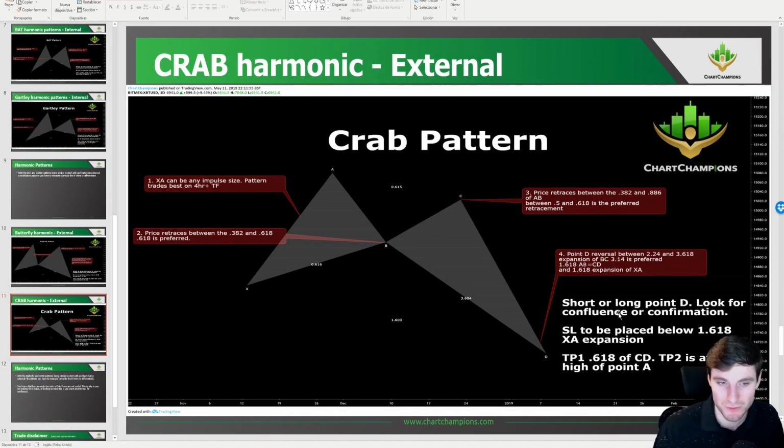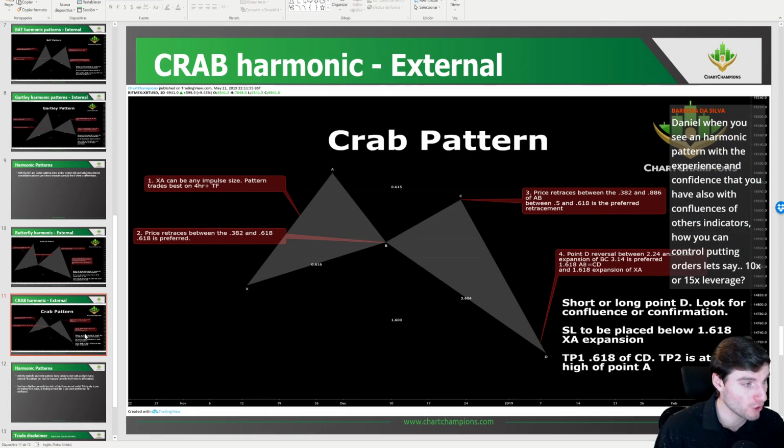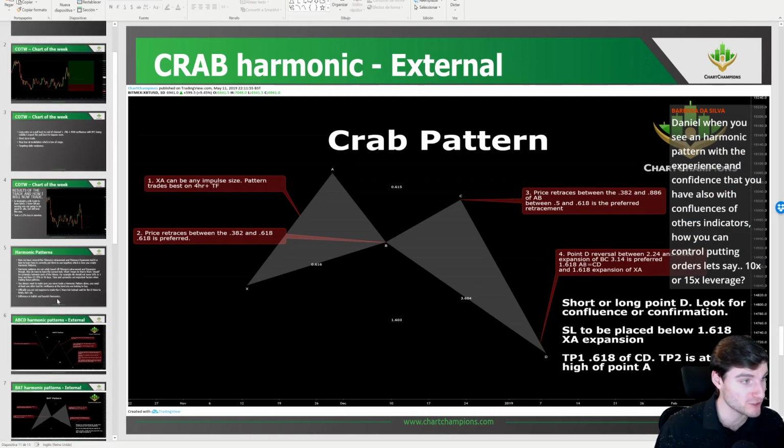But yeah, I use market structure, but for stop loss, let's just say, place it below the 1618. Here's a hard rule that you can have. Take profit 1: 0.618 of C to D, so take your Fibonacci retracement from C to D and look for that 0.618 retracement. Take profit 2: the high of A, or you can just trail your stops. Yeah, and those are the five harmonics that I covered today.